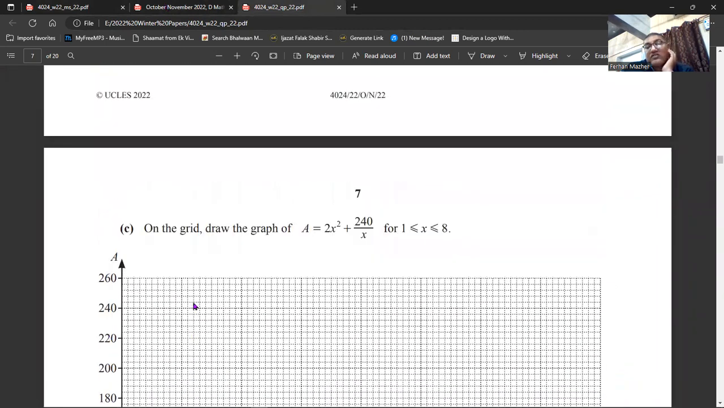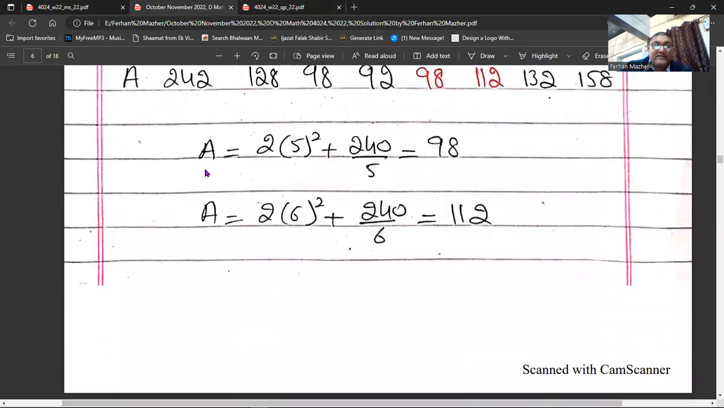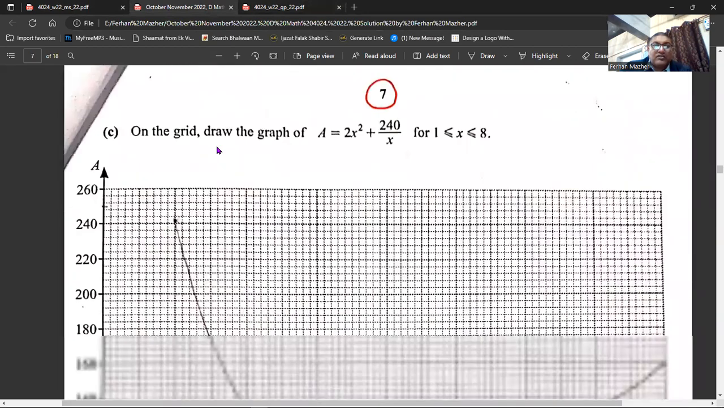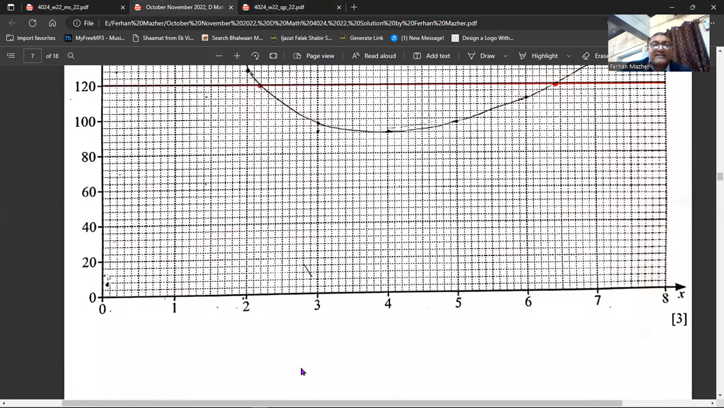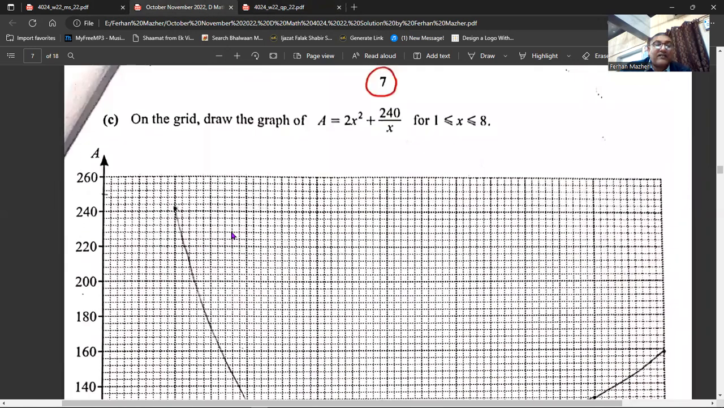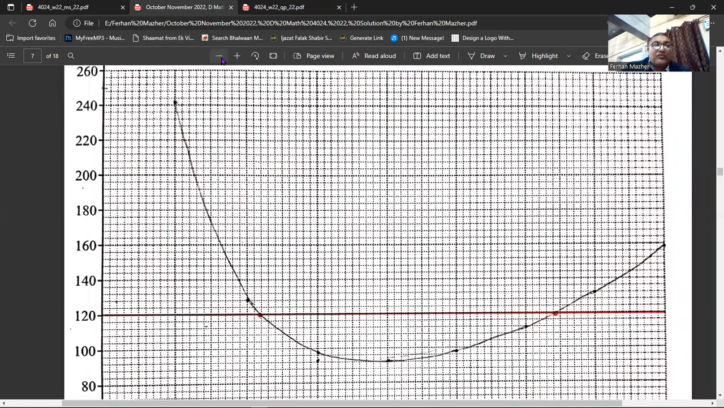And he says on the grid, draw the graph of A equal to 2x squared plus 240 by x for x greater than or equal to 1 and less than or equal to 8. So we will plot those points here. So I'm going to plot that. Okay. So here we have 1, 2, 3 on the x-axis. On the y-axis, we have the area. And we are going to plot these points.